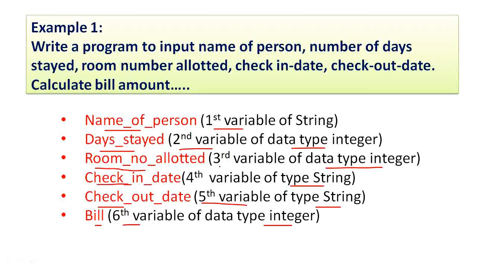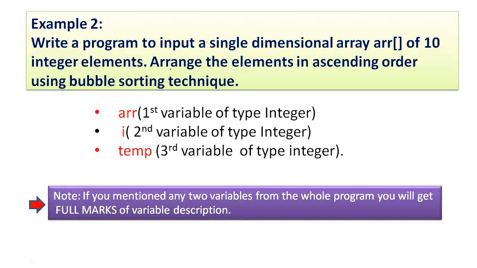So, you have seen how easy it is to write the variables from the program. Let us take another example. This example belongs to the single dimensional array. Here also you can see the variables. The first thing mentioned in the program is the name of the array, that is ARR. This is the first variable of type integer. Why integer? Because it is clearly mentioned in the question: integer element.